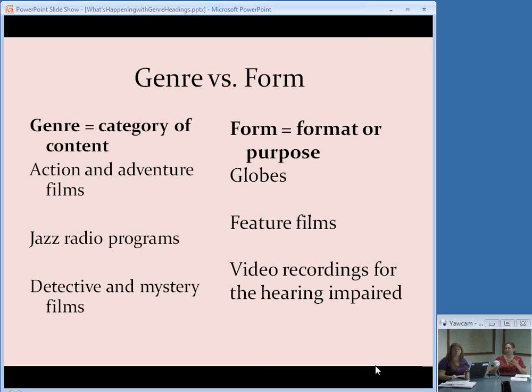And so you could have both. You could have something that is in the genre of action-adventure films, but still also have the form of a feature film. Or that last example, video recordings for the hearing impaired, that's something used for closed caption film. That really doesn't tell you a lot about the genre, but it does tell you about what the form is. So these things appear together a lot of the time. They serve similar purposes, but there's a little bit of a distinction.